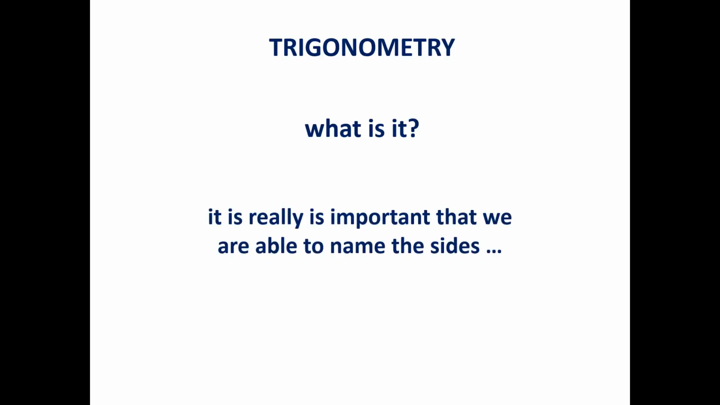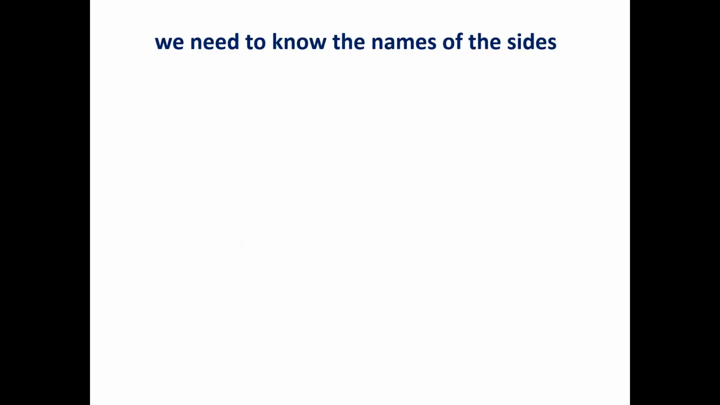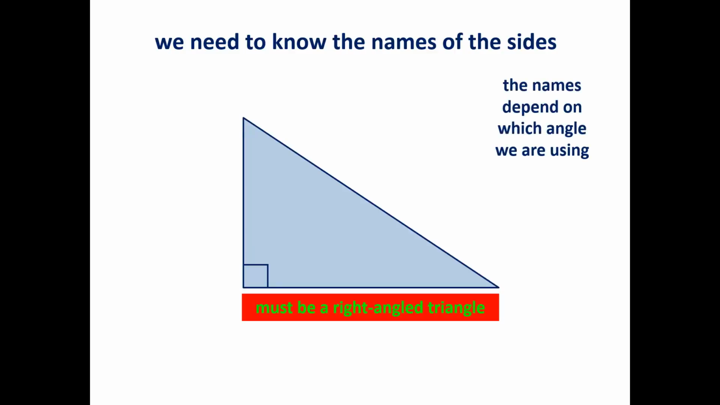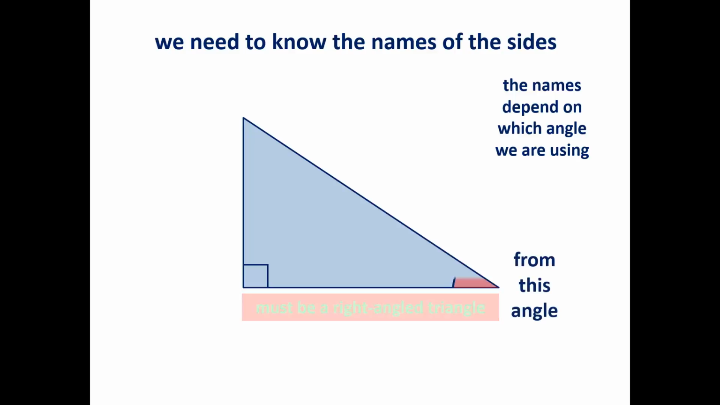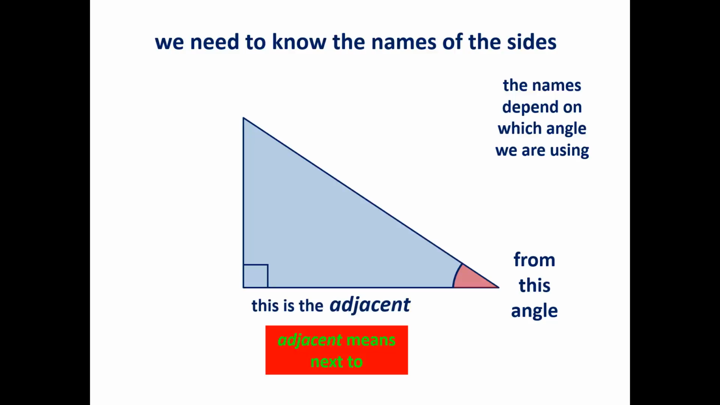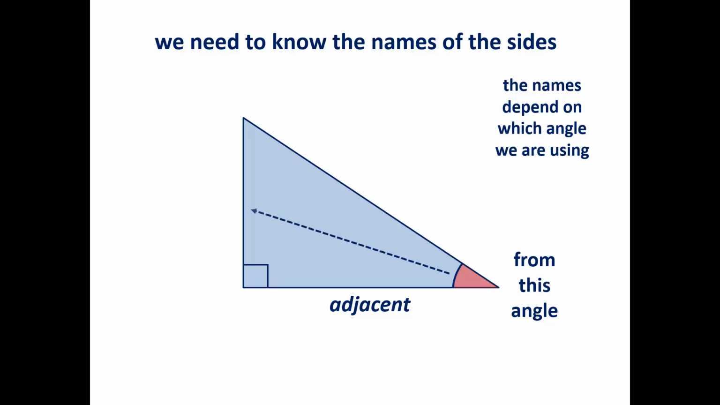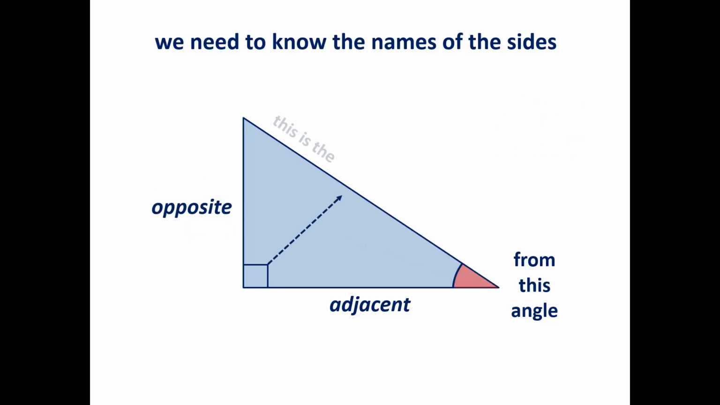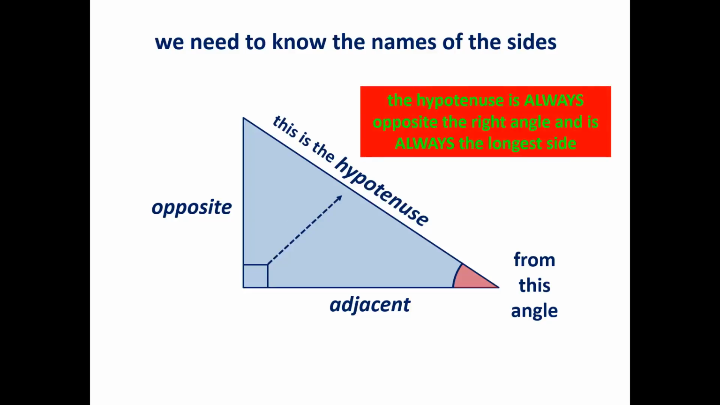Now, it's really important we're able to name the sides. We need to know the names of the 3 sides. So it must be a right angled triangle, and the names depend on which angle we're using. So let's go from this angle down here. Now this is the adjacent side, because adjacent just means next to. Now this side here is the opposite, because it's opposite the angle. So far so good. And this one, the right angle points towards it, that's the hypotenuse.